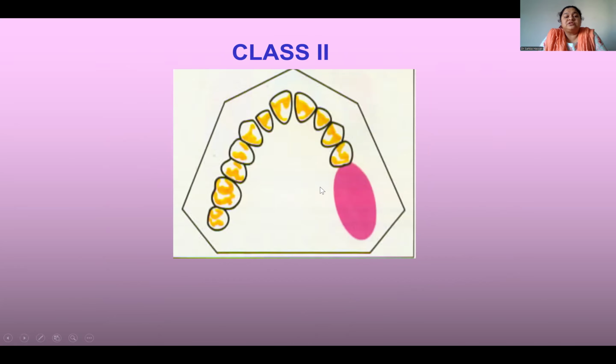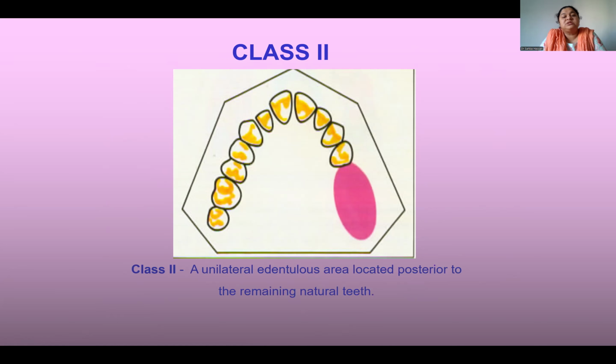Then we have class 2. That was bilateral, this is unilateral, on one side. A unilateral edentulous area located posterior to the remaining natural teeth. All these teeth are there, and this is the unilateral edentulous space. So why is classification important? When I'm saying class 2 and I don't have the picture, I'm speaking to someone else, or today when you learn this, you visualize and get to know, okay, this is class 2. This is universal class 2. Even if we have central, lateral, and canine onwards, that will also be counted as unilateral.